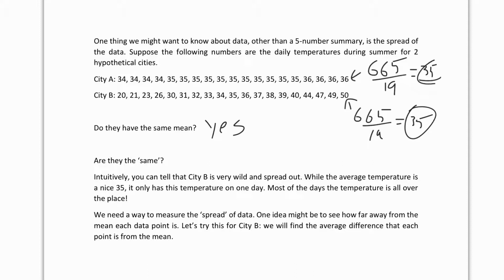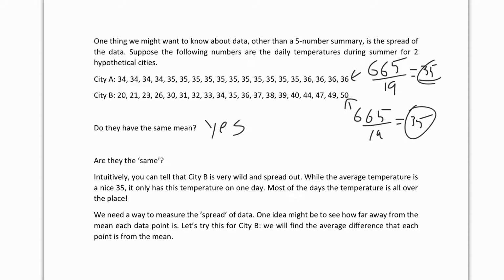But are they the same? Do these both feel the same? Well, City A feels like, yeah, I'm going to get 35. That feels reasonable. But I don't know about City B. Intuitively, you can tell that City B is very wild and spread out. While the average temperature is a nice 35, it actually only has that temperature on one day. Most of the days, the temperature is all over the place.